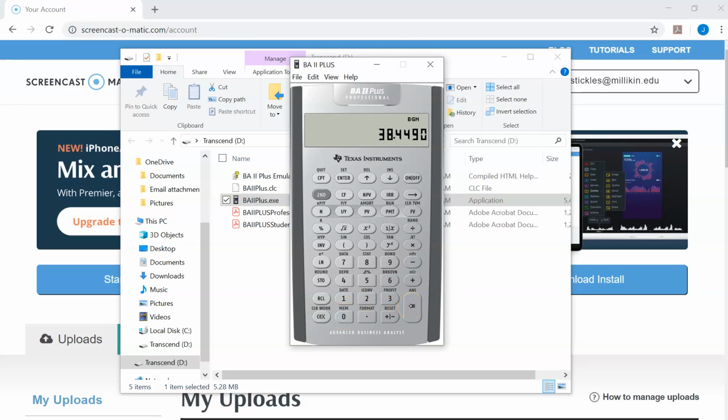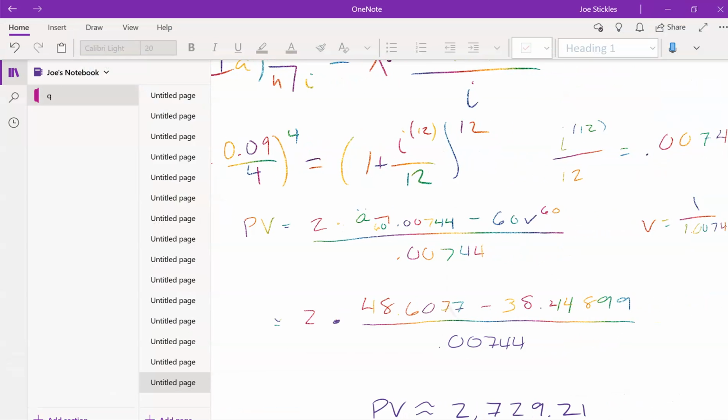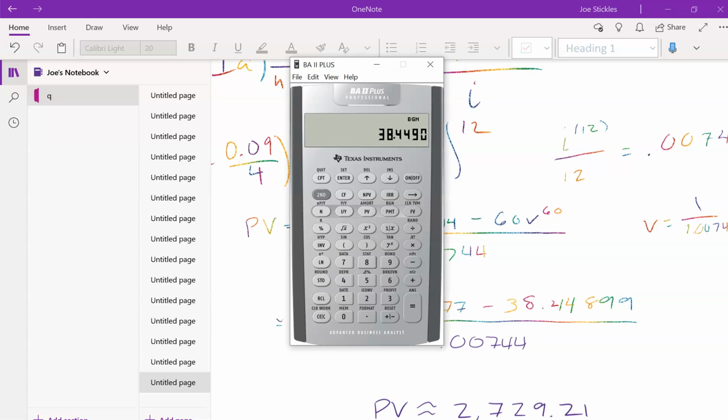So 38,449, is that what you got for that one, Grace? I guess I could just flip it back over here. There it is. And then I need to subtract that from what I stored in number 1. So I just change the sign to negative, and I'll do plus recall 1, and get 10.1587.